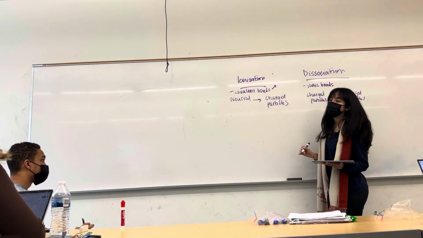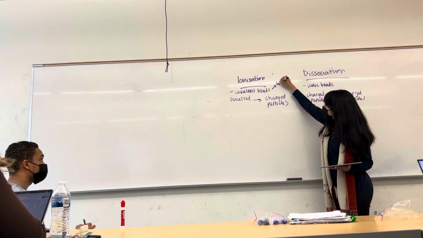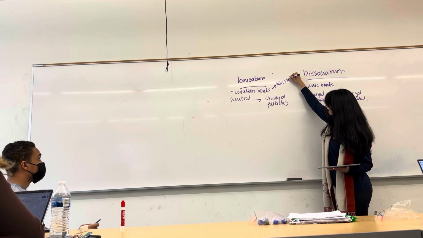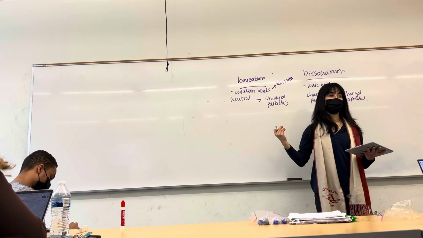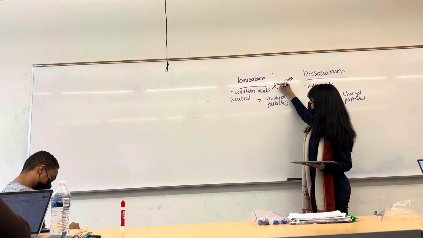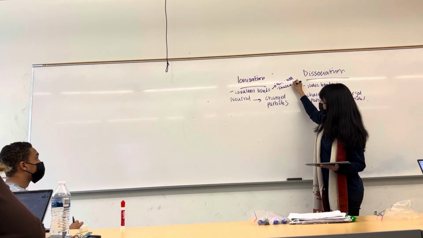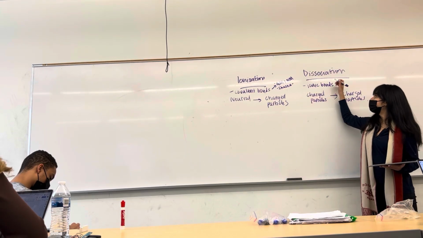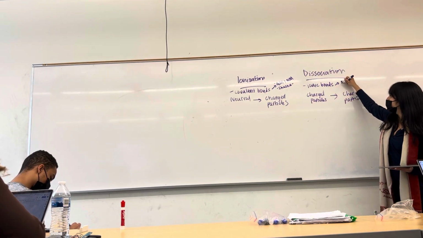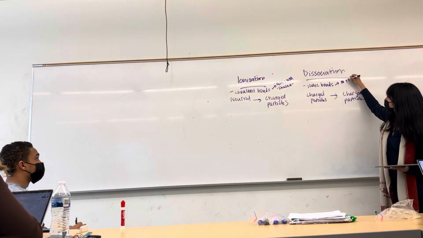A covalent bond is usually a non-metal plus another non-metal. A non-metal plus a non-metal bind together and they form a covalent bond. They usually share electrons. That's a covalent bond, okay? When you talk about an ionic bond, we're saying it's some sort of metal with a non-metal.